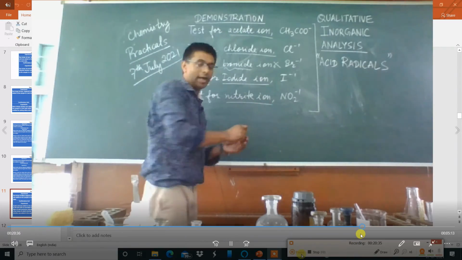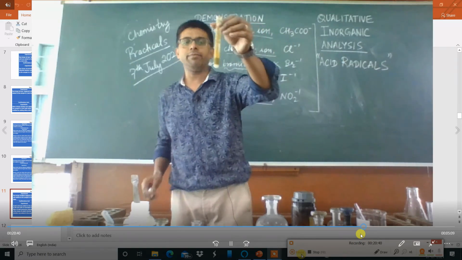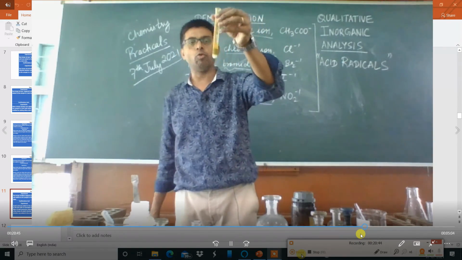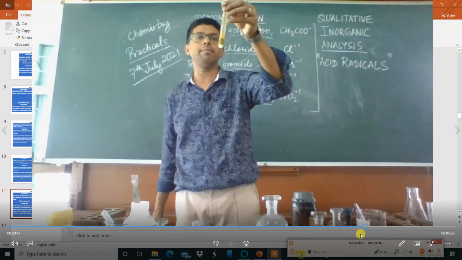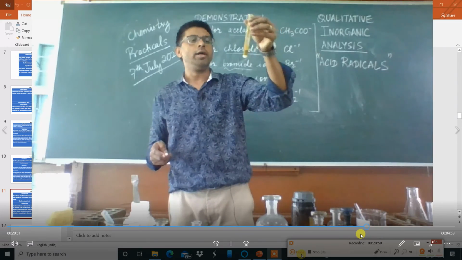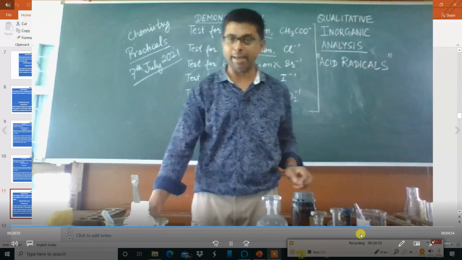Now I have sent you in the WhatsApp group the instructions for the chemistry practicals. Please start copying those in your exercise copies. So this is the formation of yellow precipitate after the addition of the cobalt reagent.